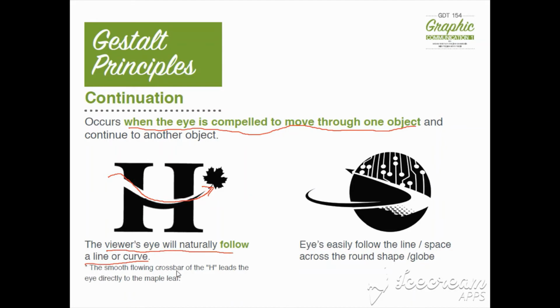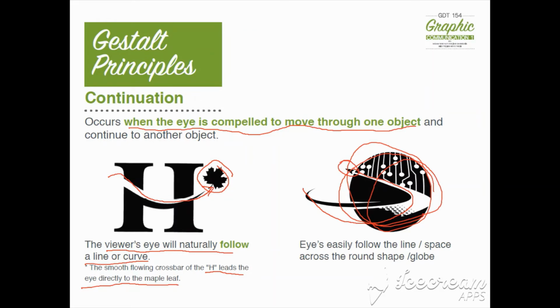The smooth flowing crossbar, ingat typography H ni kita panggil sebagai crossbar, H leads the eye directly to the maple leaf. Maple leaf is another subject matter yang berada dalam letter mark H. Yang sebelah pula, eyes easily follow the line space across the round shape and globe. Ini kita nampak shape globe, dan dia ada satu eyes easily follow line ni untuk menunjukkan arrow kat sini. So this is what we call a continuation in Gestalt Principle.